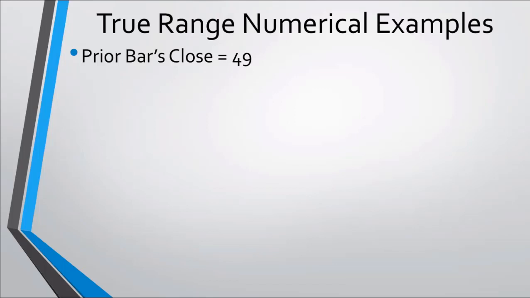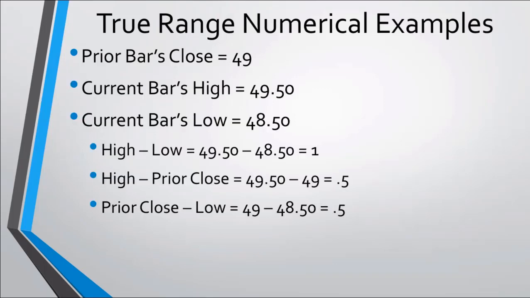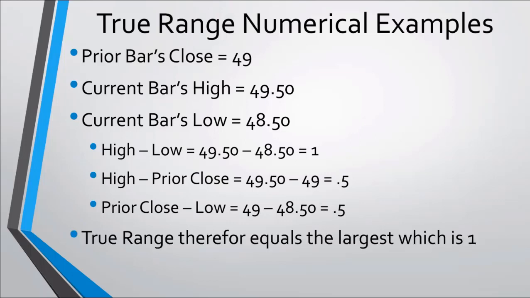So if the prior bar's close is 49, the current bar's high is 49.50, the current bar's low is 48.50, then the high minus the low is 49.50 minus 48.50, which equals 1. The high minus the prior bar's close is 49.50 minus 49, which equals 0.5. And the prior close minus the low is 49 minus 48.50, which equals 0.5. So the true range is therefore the largest, which is 1.